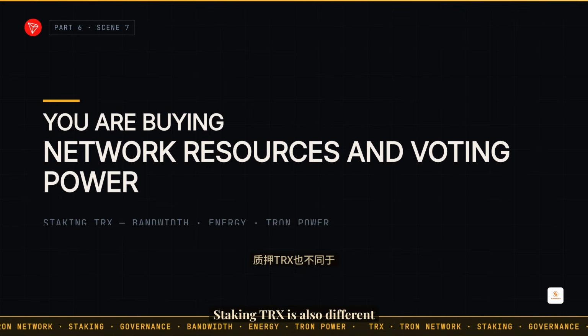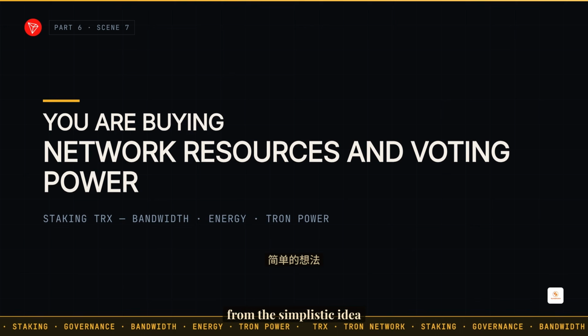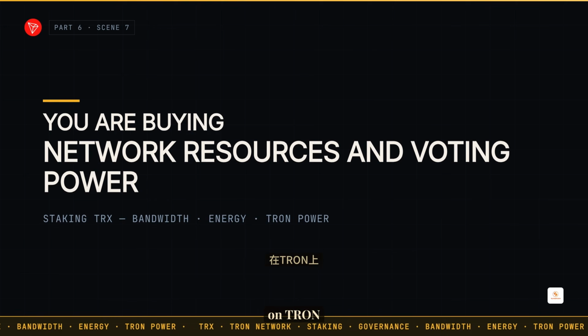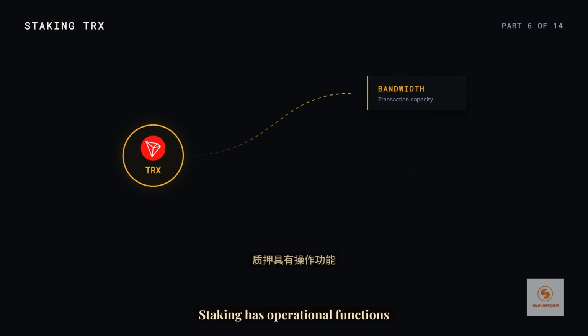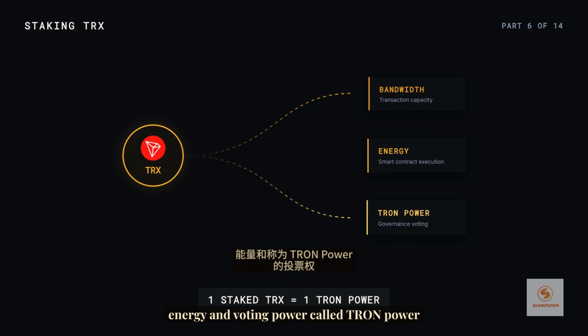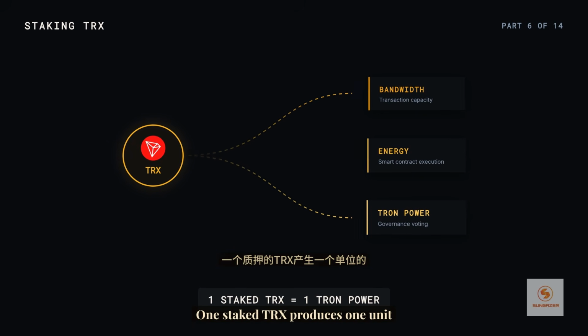Staking TRX is also different from the simplistic idea: lock tokens, earn yield. On TRON, staking has operational functions. Stake TRX and you can obtain bandwidth, energy, voting power called TRON power. One staked TRX produces 1 unit of TRON power for governance voting.